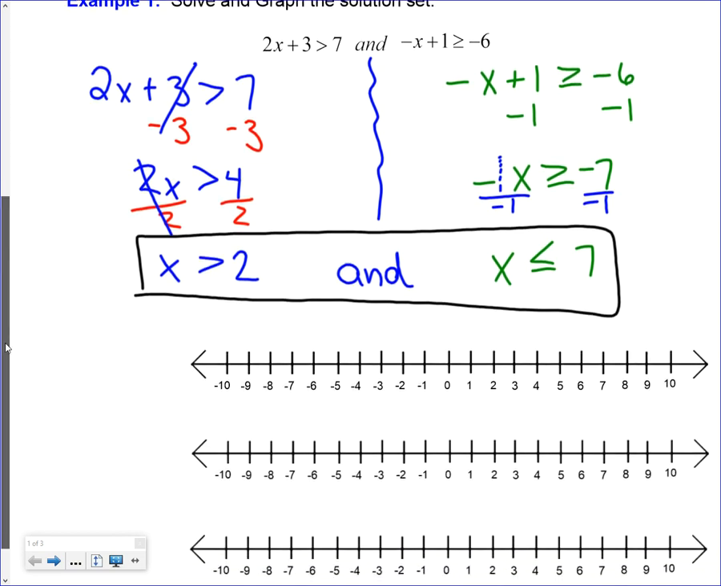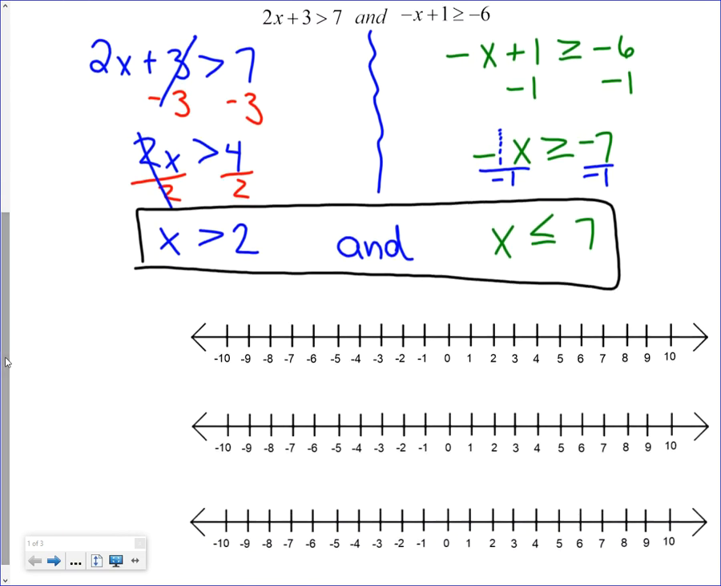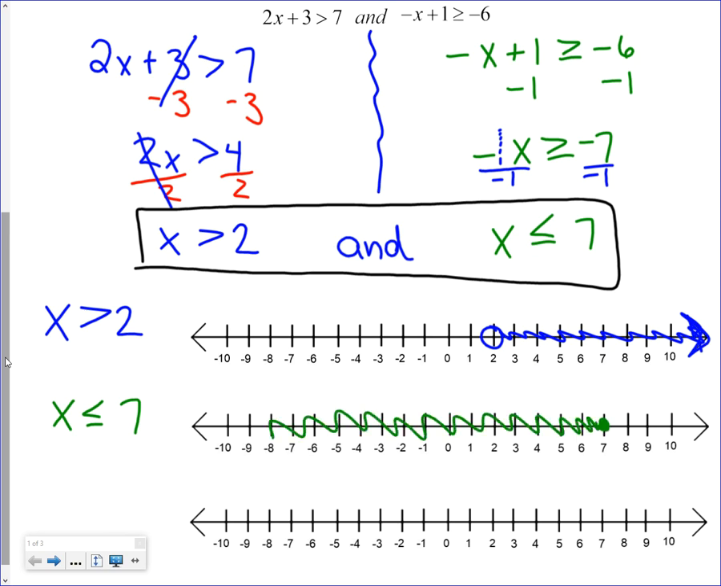Now I want to graph these. I want to graph the solutions. Well, let's look at the first one. Let's look at x is greater than 2. To graph this, we would have an open circle at 2, and x is greater than 2 would be shaded to the right of 2. So it'd be everything to the right of 2. All right, let's graph our second one. x is less than or equal to 7. So we would have a closed dot at 7, and then all the solutions would be everything to the left.